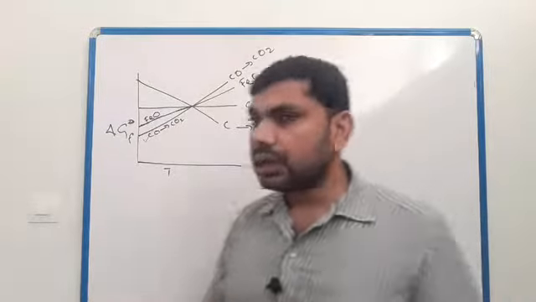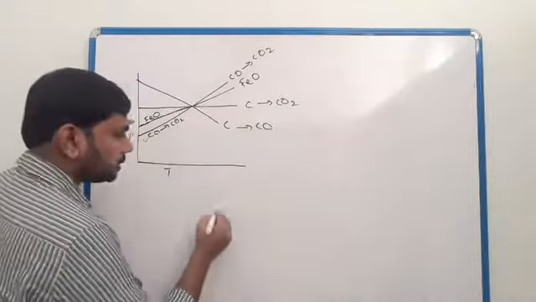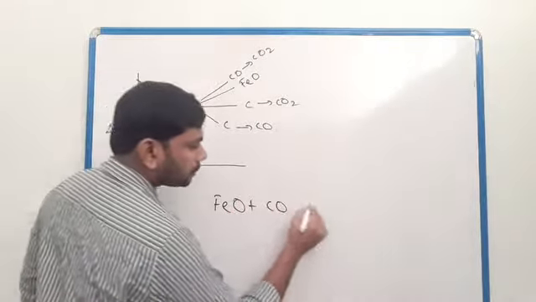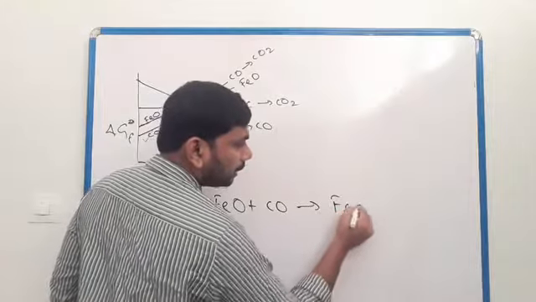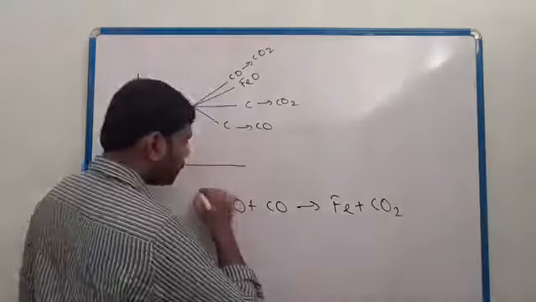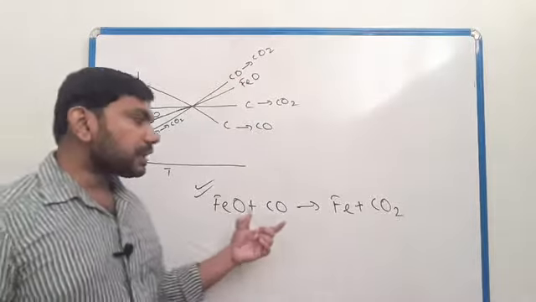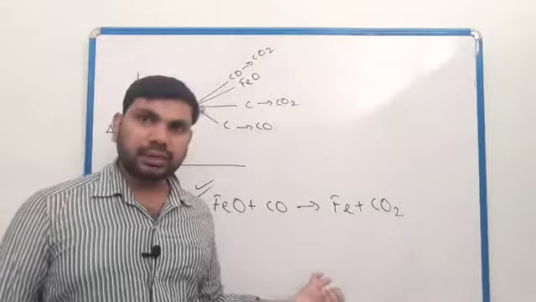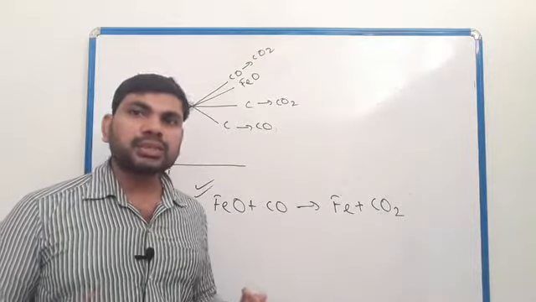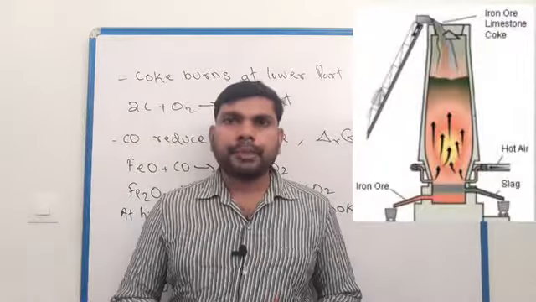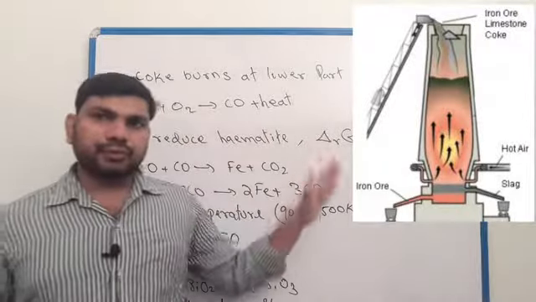So here, iron oxide reacted with carbon monoxide changes to iron and carbon dioxide. Out of these three different chemical reactions, this chemical reaction is feasible, and it is the most spontaneous chemical reaction. Clear? Okay, so see here, this is the blast furnace.